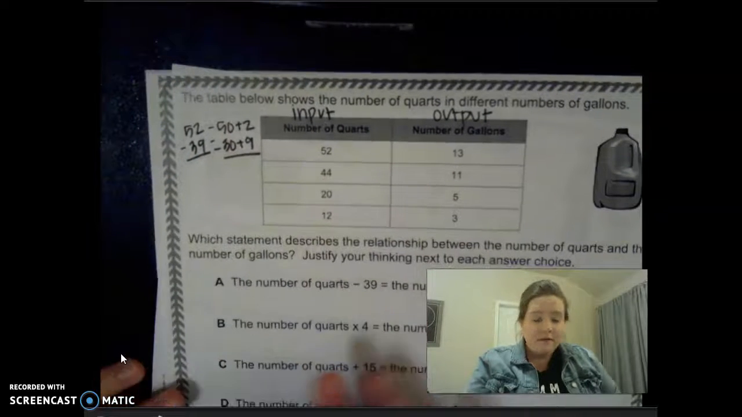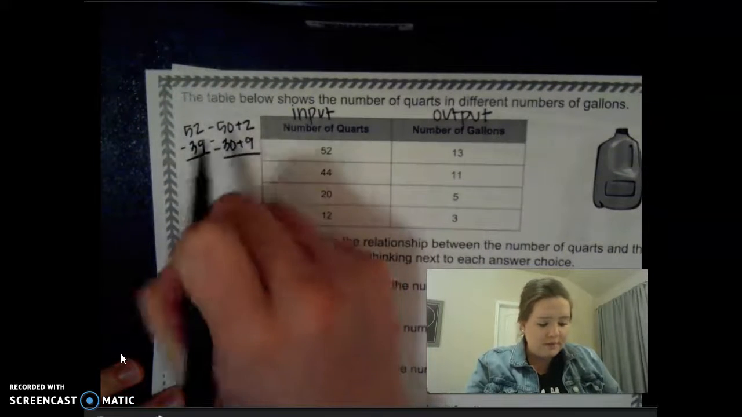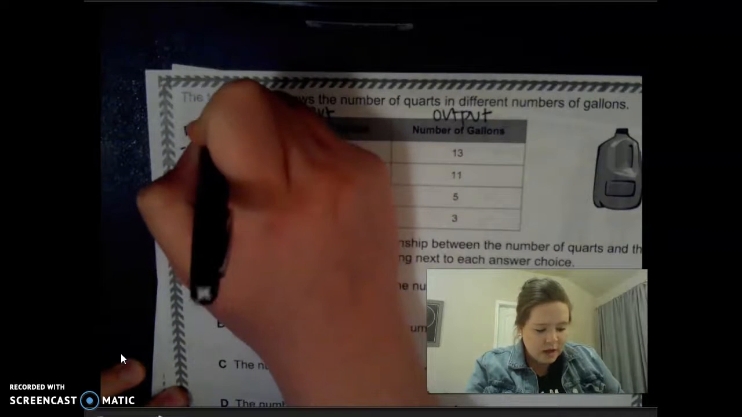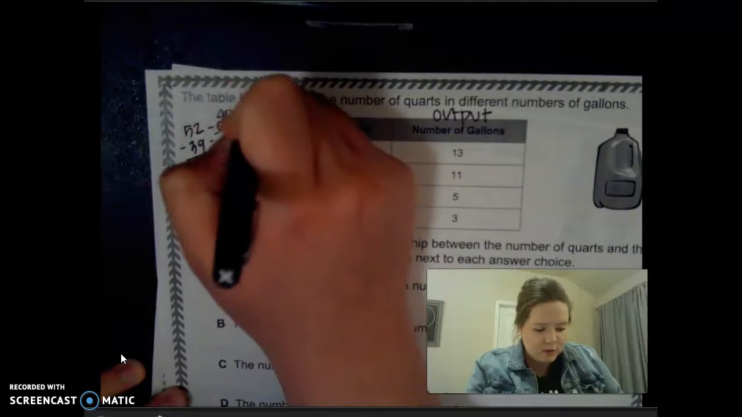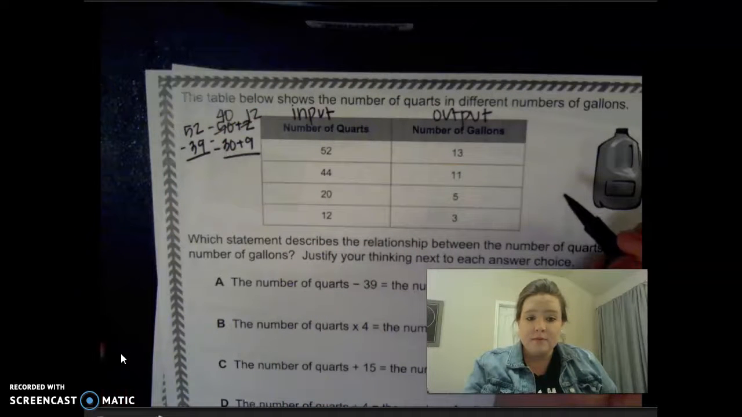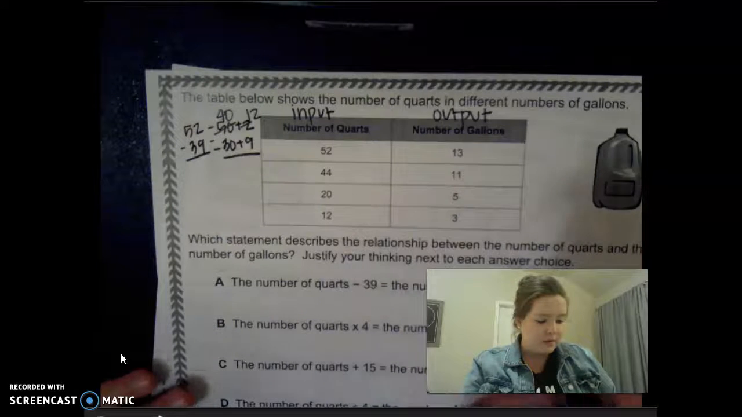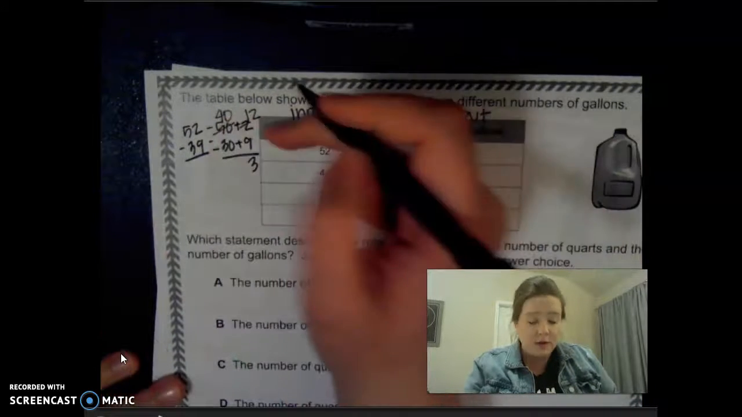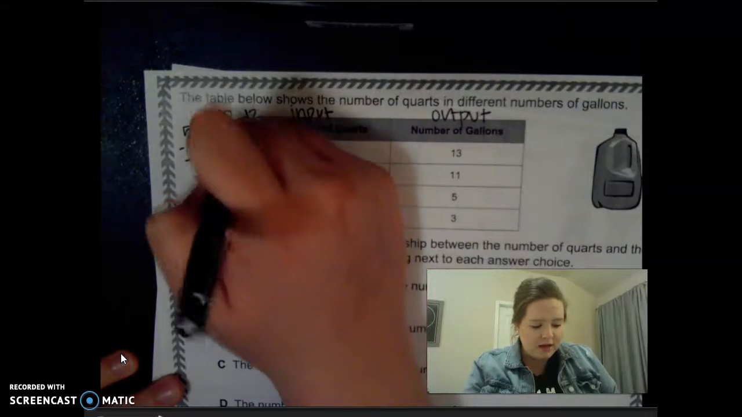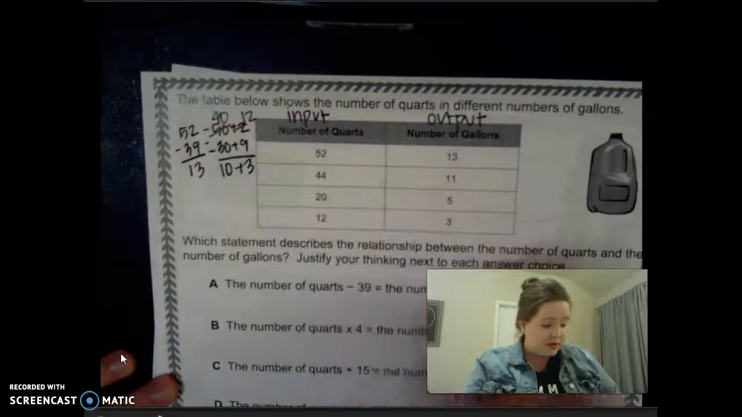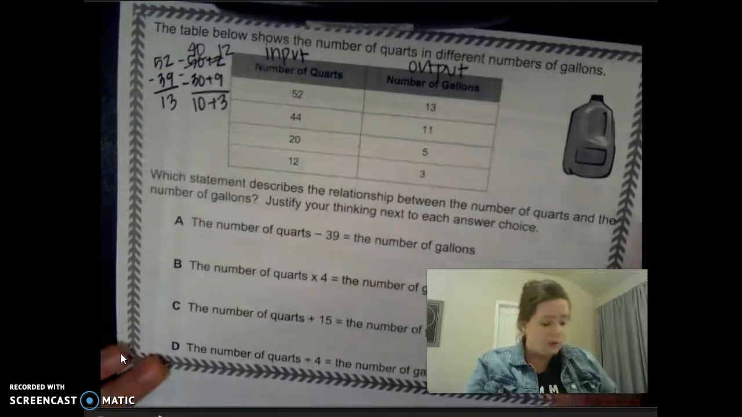Okay? 52 minus 39. 2 minus 9, we can't do that. So this becomes a 4 and this becomes a 12. 12 minus 9, what is 12 minus 9? Good job. 12 minus 9 is 3. And 40 minus 30 is 10. That equals 13. So that one works for one of them.